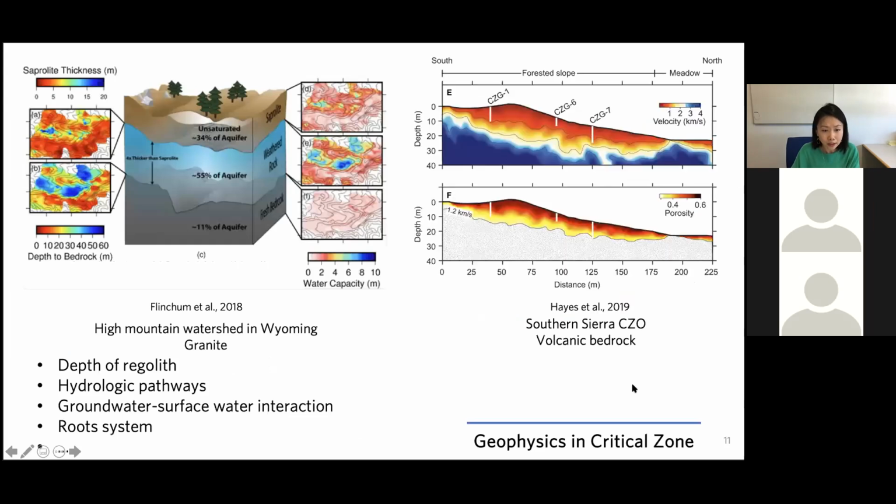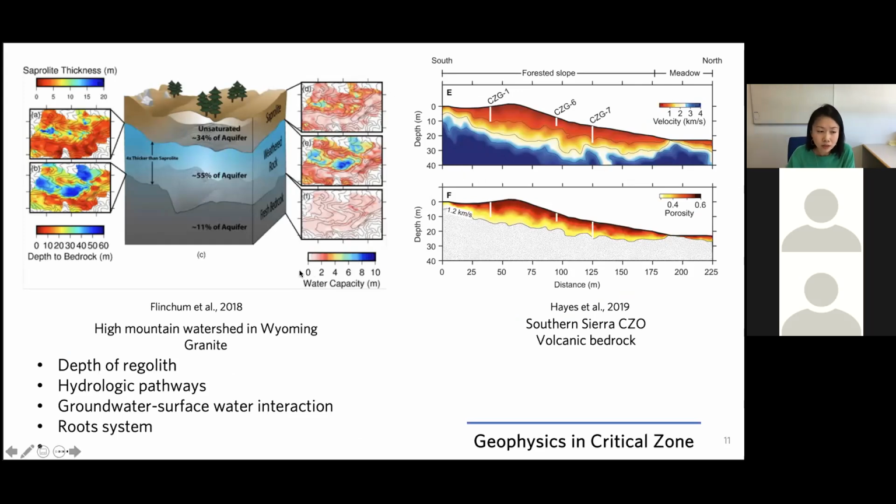So for geophysics application in the critical zone, there are several common targets, such as determining the depth of the regolith using geophysical methods, mainly seismic, looking at the hydraulic pathways, looking at groundwater-surface water interactions, and also looking at the root system. And ERT, as one of the methods sensitive to water, is often used. So here I want to show you two examples.